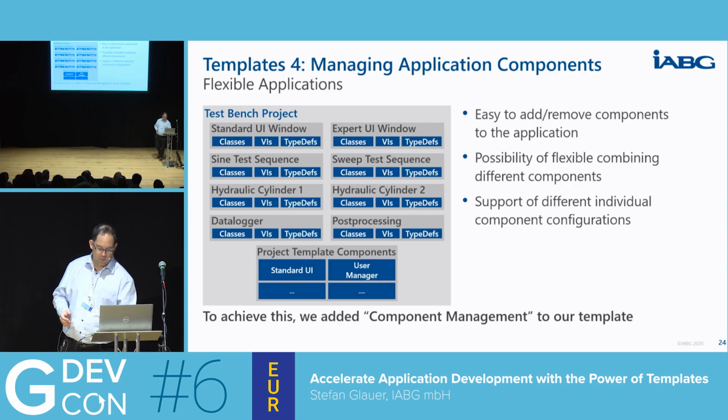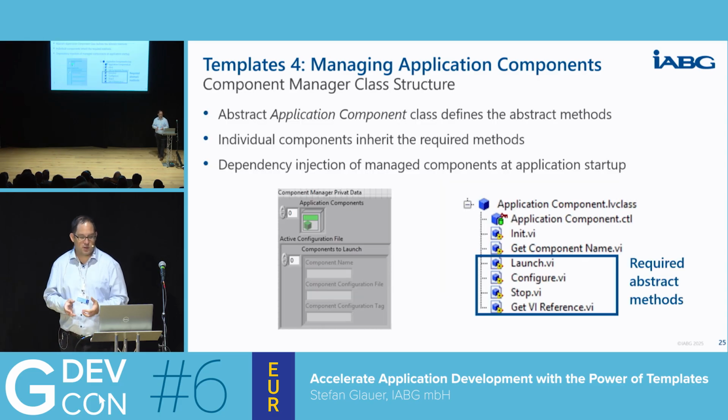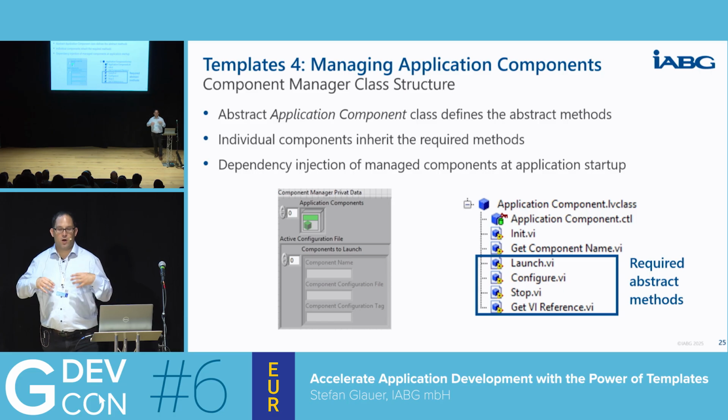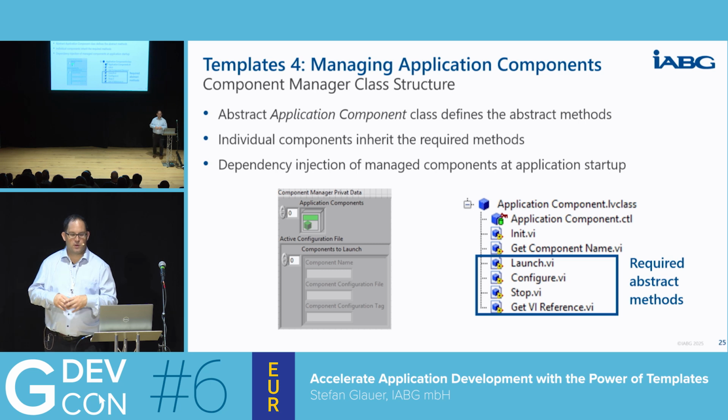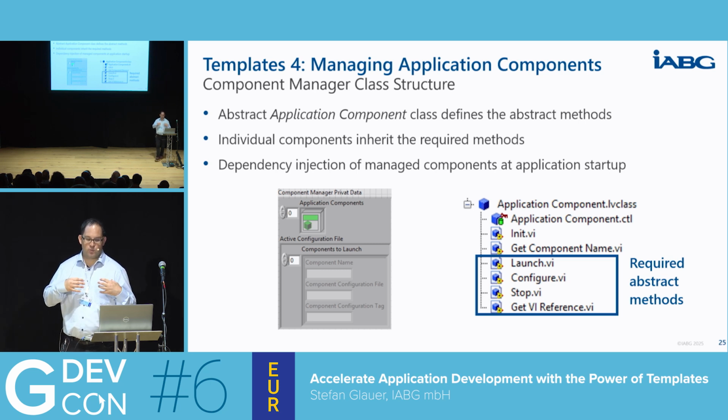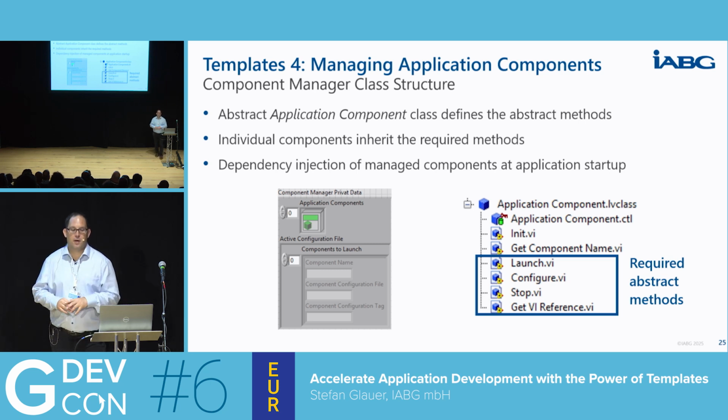What does the component manager do? Actually, it is just two classes. The component manager itself has an array of all available components of the project which should be managed. So every component we want to manage needs to implement an application component class and inherit from it, and implement required abstract methods.